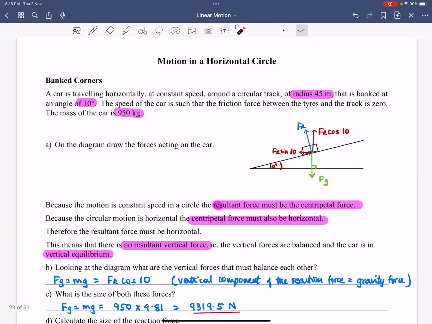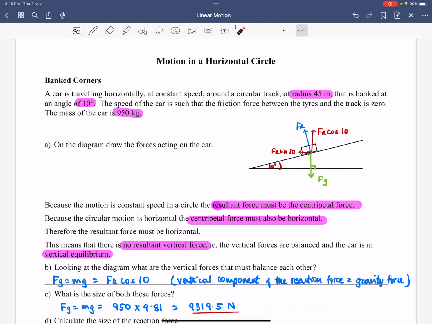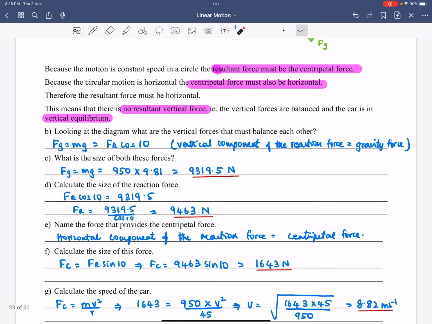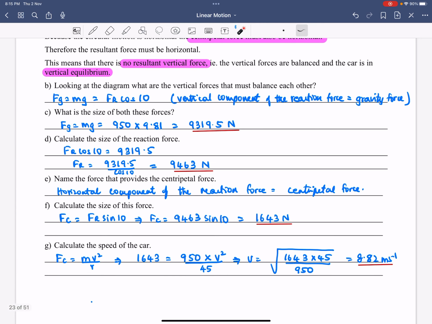And here's a worksheet on that about banked corners with an example. So often you're asked to draw the forces that are acting on a car or something. So the forces are your gravity force. Make sure you show that it's vertically down by showing it's at 90 degrees to the horizontal, and your reaction force is 90 degrees to the surface. So that's your 90 degrees. And I have resolved that into its horizontal and vertical components, and you can go through this worksheet. I've worked it all out for you, and there's your answer.